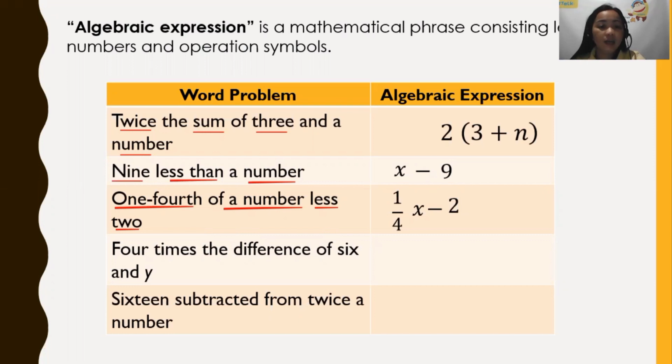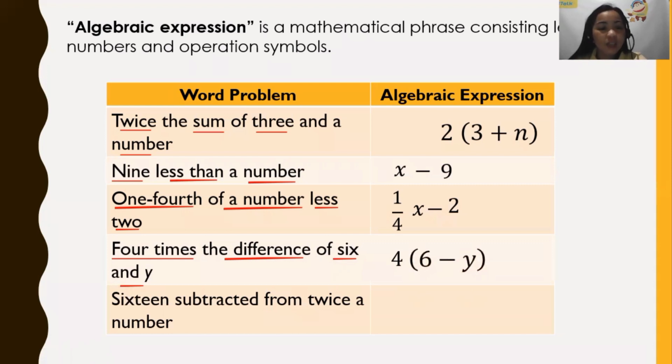So here we have 4 times the difference of 6 and y. As I have said earlier, if you see the word difference in an expression, we put that into parentheses. We have 4 times, which can be represented by 4 multiplied by the difference of 6 and y. We have 4 times quantity 6 minus y.